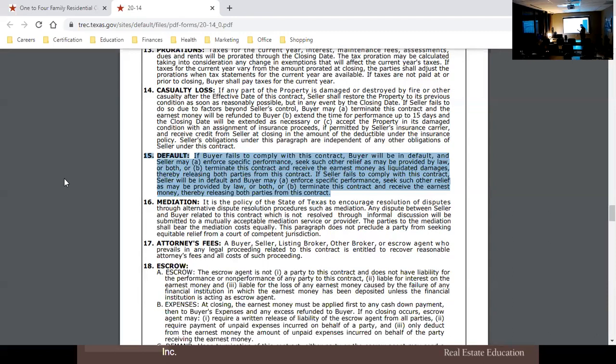But the reason I emphasize this provision right here is that if your buyer fails to fulfill their job, your buyer can still be required to purchase the property, even if you failed to fulfill your job. It is imperative, guys and gals, that you stay on top of your stuff.